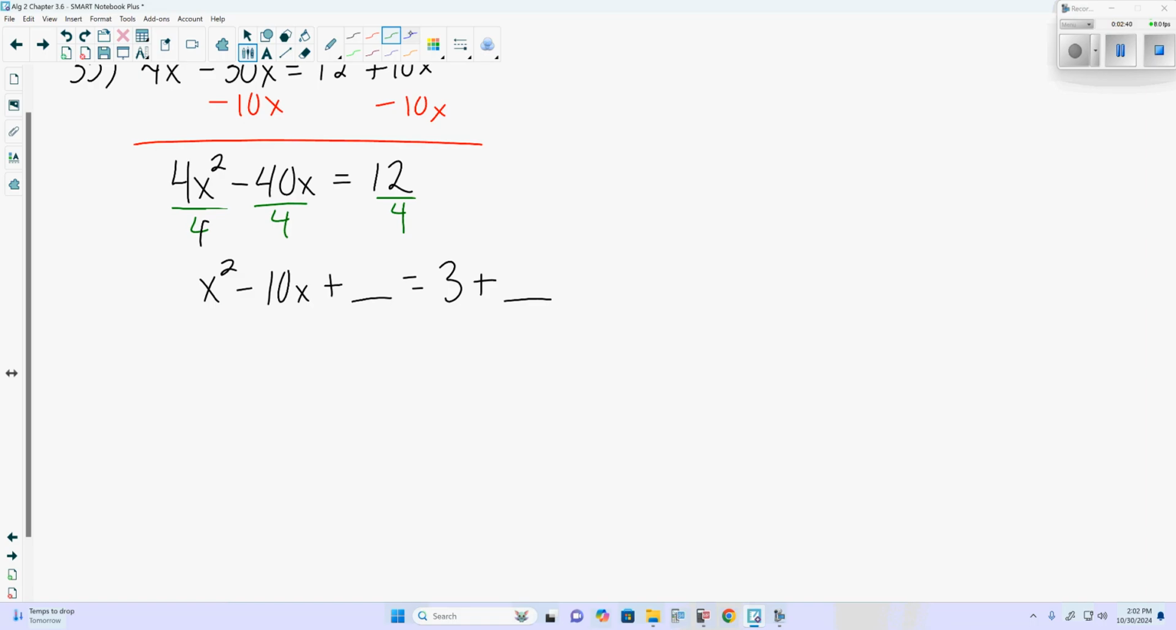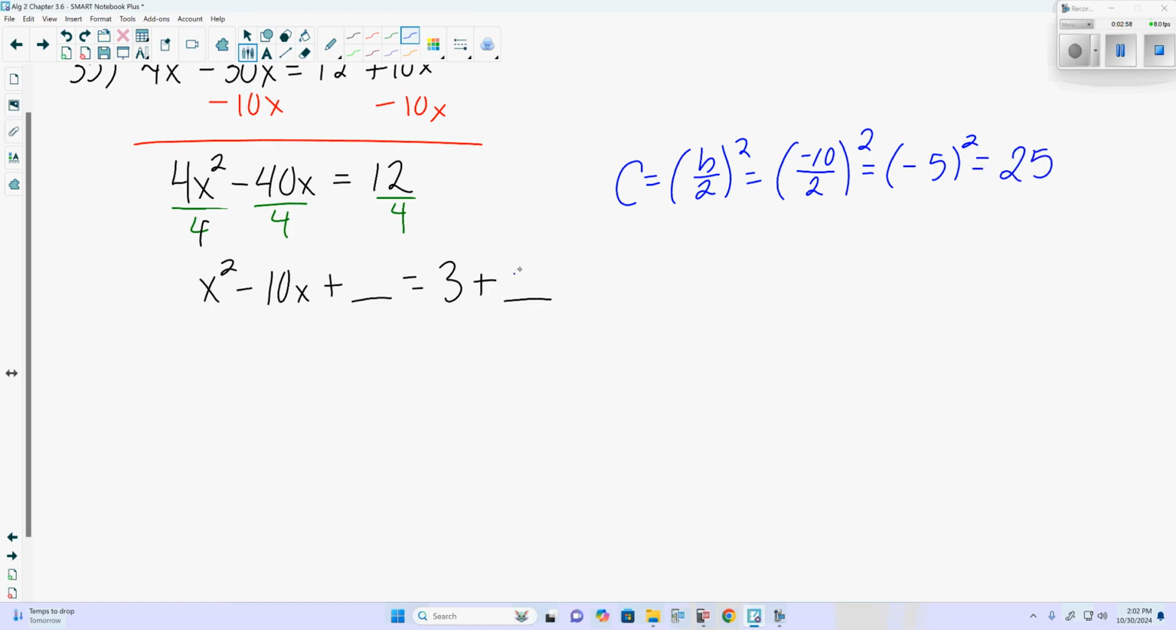Step 3 is find the value of c. c is equal to b over 2 squared. Our value of b in this case is negative 10. Negative 10 divided by 2 is negative 5, and negative 5 squared is 25. So at this point, we're going to add 25 to both sides.